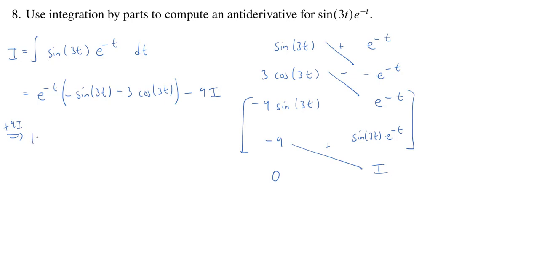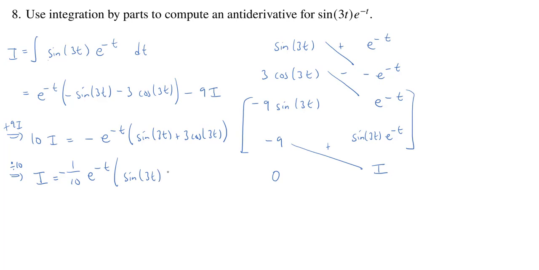And when I do, I'll get 10I on the left. And on the right, well, okay, now I really will pull this negative out because that makes me feel a little bit better. And I'll have sine of 3t plus 3 cosine of 3t times the negative of this decaying exponential. And then finally, I can divide by 10, and I solve for I. That's what I was looking for, right? I just wanted an antiderivative, and I wanted it to be I. And this is going to be negative 1 over 10 times the decaying exponential times the sum of the sine of 3t and 3 times the cosine of 3t.